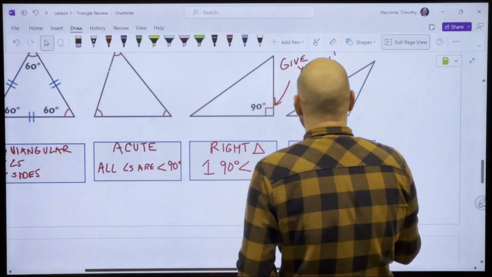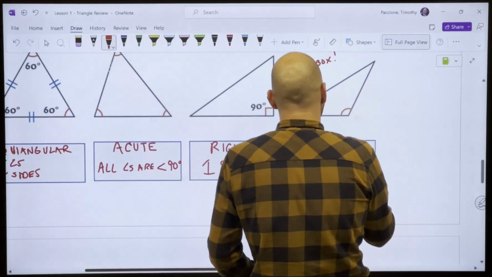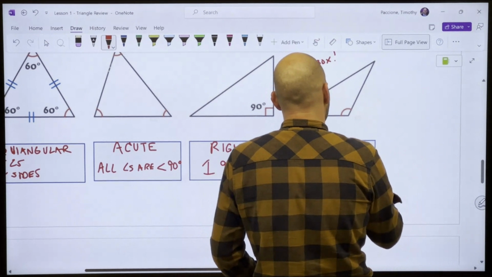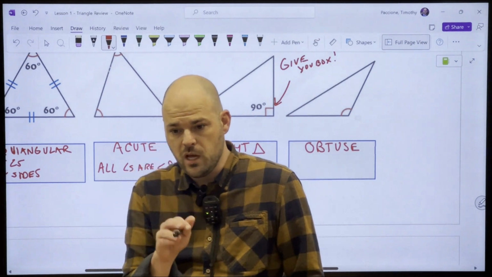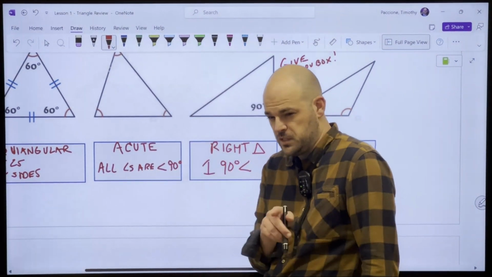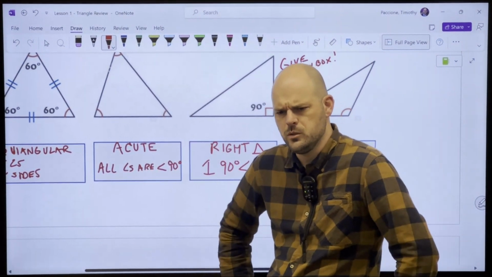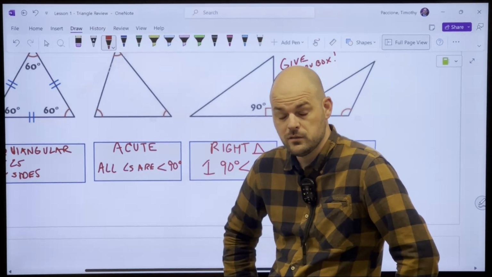All right, this one is obtuse. I don't suggest you insult anyone ever. But if you ever want to be really sophisticated, just be like, why are you being so obtuse? And they'll be like, what? What are you talking about?